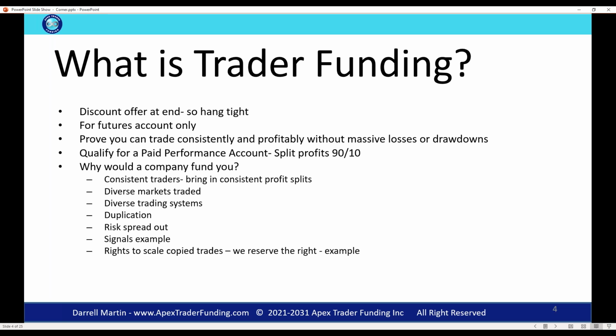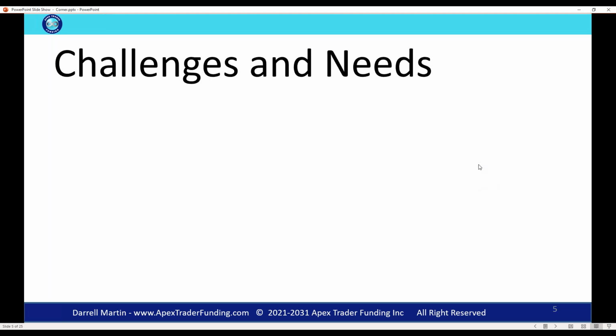Does that make sense? To where all of a sudden the profitability ratio and possibilities go way up for us, but it doesn't affect the trader. And I'm going to show you why that's important here in just a second. So what are some challenges and needs?